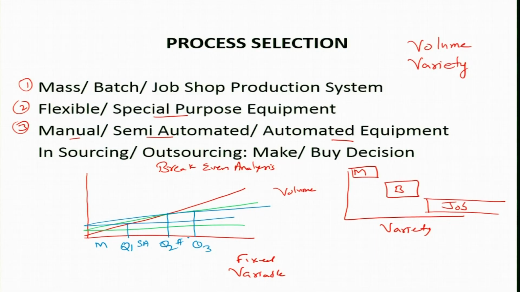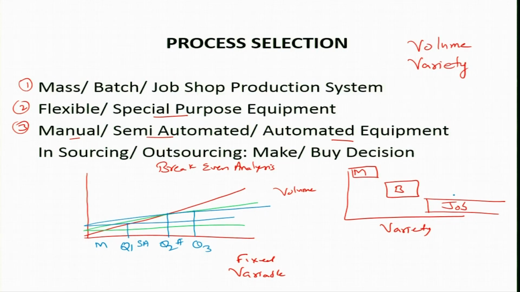Same is true in manufacturing also. As the volumes increase, we prefer to go for automated equipment. On the other hand, for a job shop kind of system where the volumes are very small, we should prefer manual technology and general purpose machines.